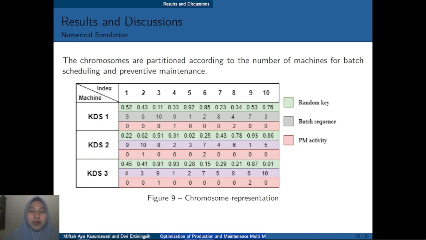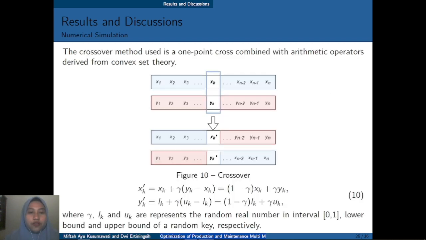Chromosome representation. The chromosomes are partitioned according to the number of machines for batch scheduling and preventive maintenance. Okay, this is for the crossover process. The crossover method used in this problem is a one-point crossover combined with arithmetic operators derived from convex set theory.